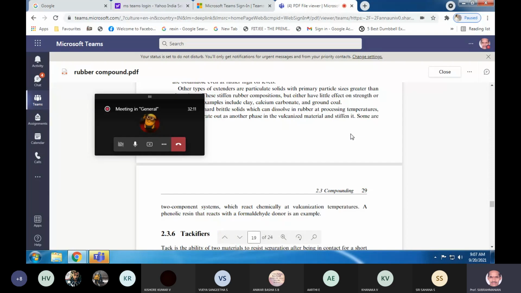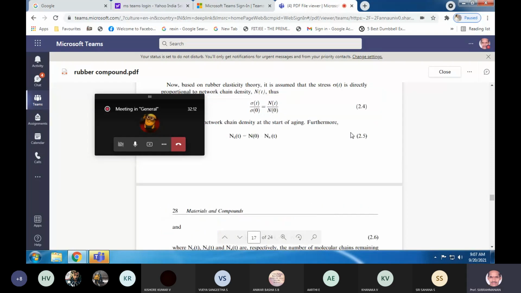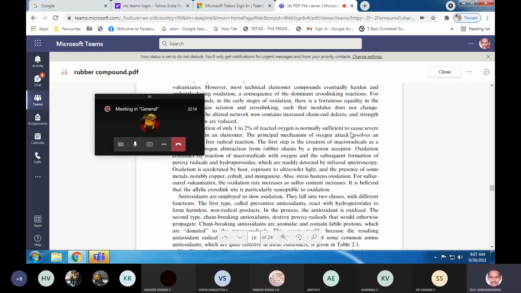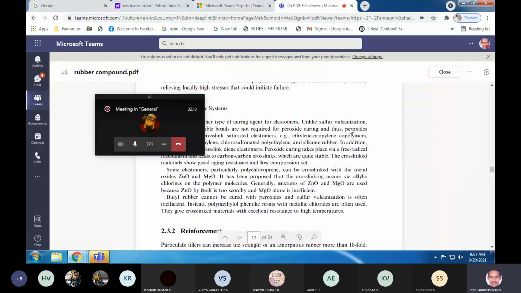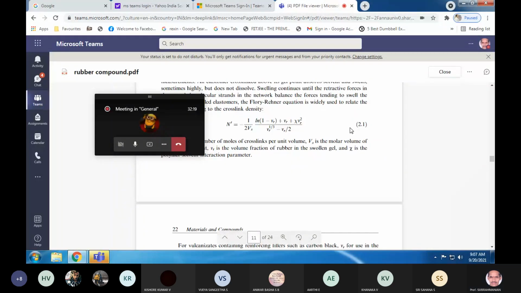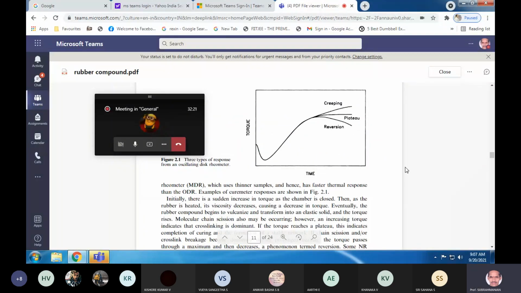Now I take you to what we understand by reversion and plateau, etc. Do you see figure 2.1, friends? Hello? Figure 2.1. Yes, sir.